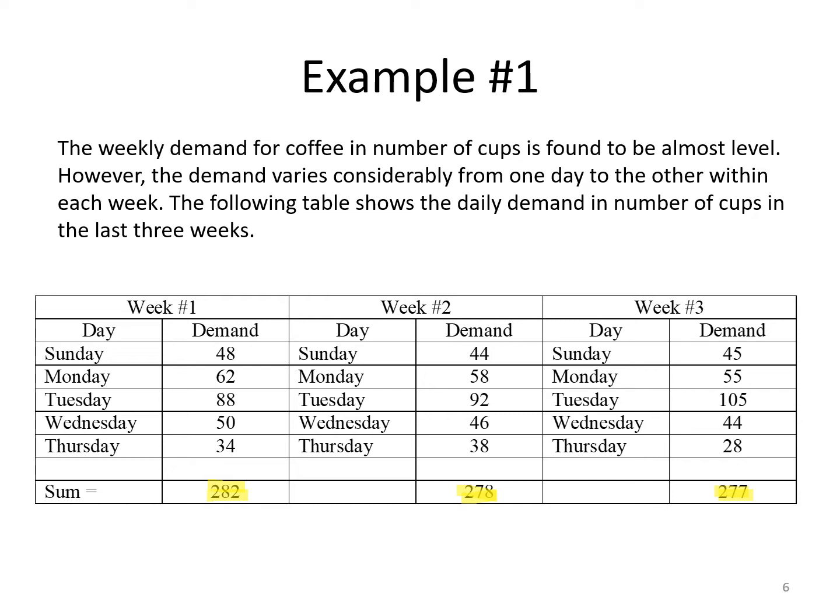So now, for each individual demand value each day, you can see that the values for the demanded coffee, for instance, for Sunday, are almost level. The values are very close to each other. A similar thing you can notice for the other days of the week.